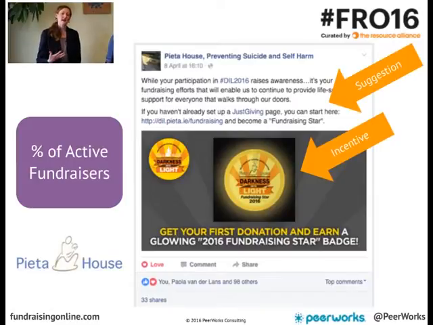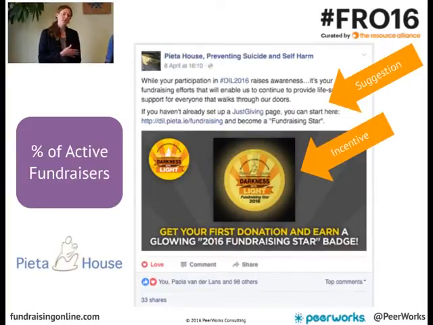But in addition to that, because fundraising is new, they also decided to offer a small incentive to those that started fundraising. So you'll notice there's this button, this fundraising star badge, and it's a glow-in-the-dark badge that they're giving to everybody that just gets one donation, any amount, just to get them to start fundraising.